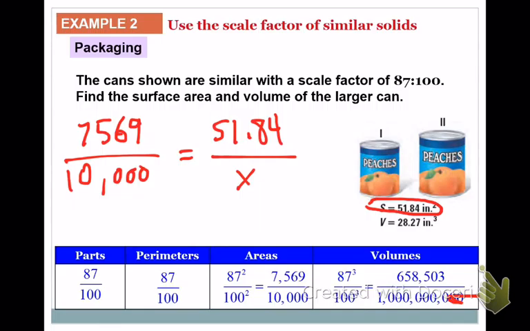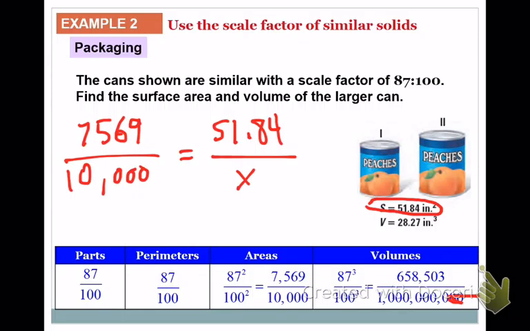Everybody see what I'm doing? I know this is the ratio of the surface areas. I know one of the surface areas. I know the smaller can. If I'd known the larger can, I would have put that on the bottom. But I know the smaller can. So that goes with the 7569. And then we have to find x.